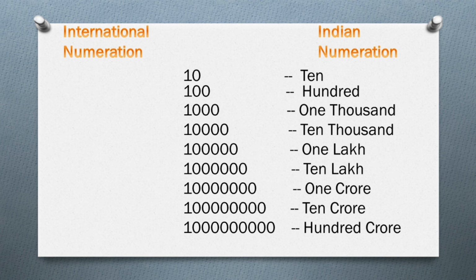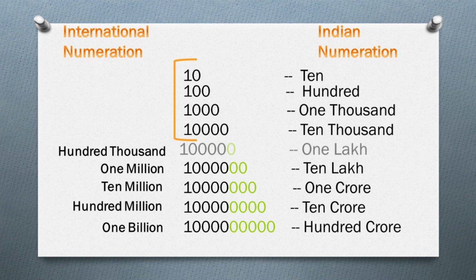Till 10,000, the number names for Indian and international system of numeration remain the same. Thereafter, 1 lakh is known as 100,000, 10 lakh is called 1 million, 1 crore is called 10 million, 10 crore is called 100 million, and 100 crore becomes 1 billion.